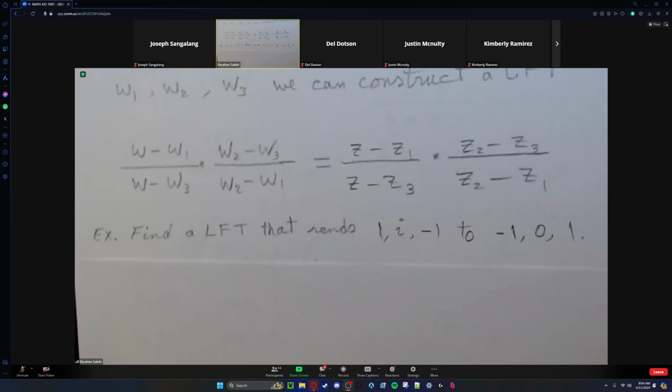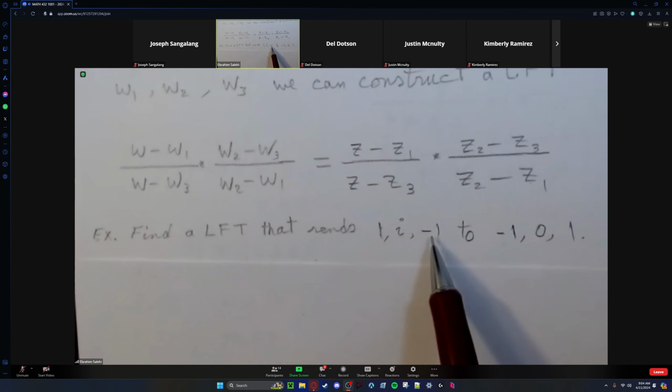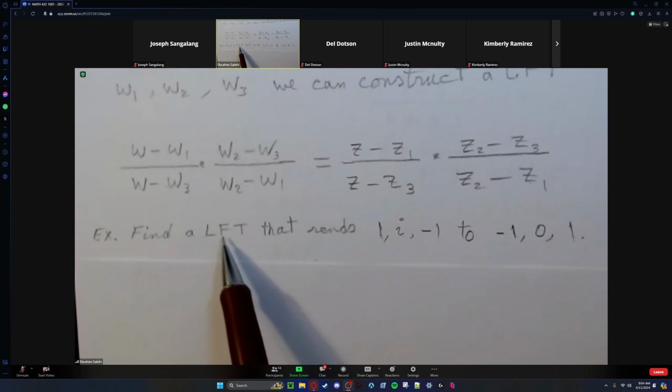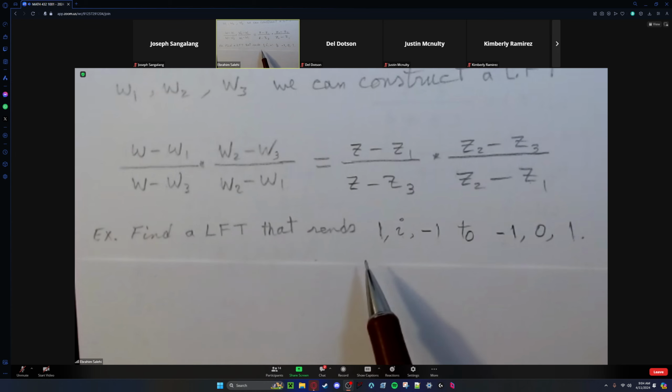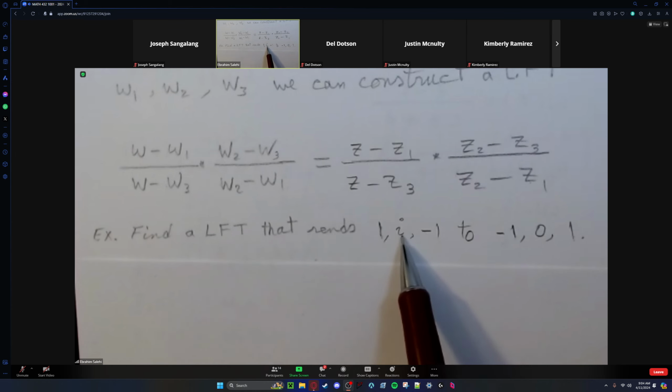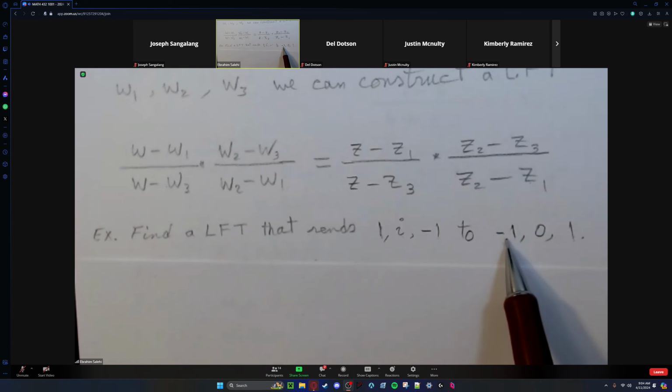You're going to have a bunch of examples like that and problems in your homework sections and also in the test. Here are 3 points. I want to find a linear fractional transformation that sends i, -1, 1 to -1, 0, 1.